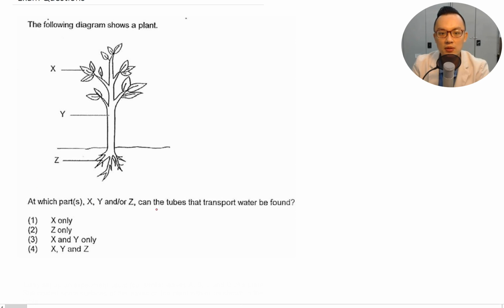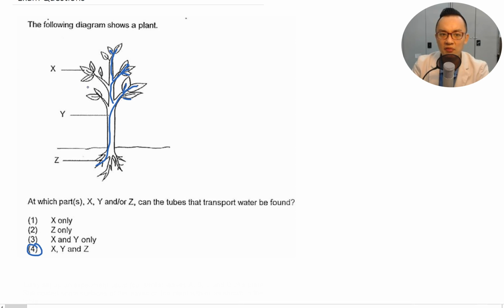At which part X, Y, or Z can the tubes that transport water be found? All right. So the water transport tubes is actually from the roots, goes up to the stem to all parts of the plant. So basically, then you can find the water transport tubes at all parts of the plant. So it will be both X, Y, and Z over here.